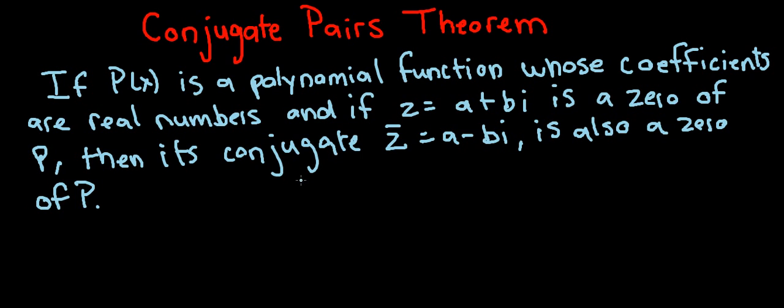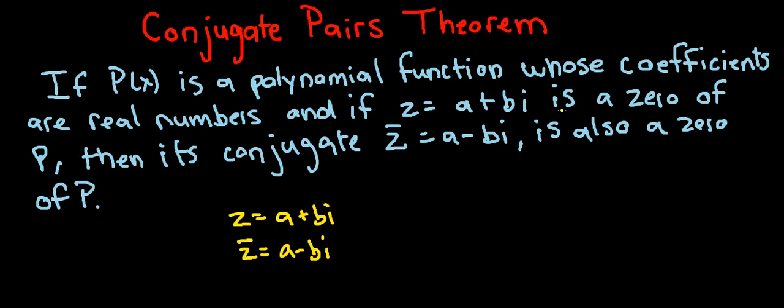There isn't really a whole lot to explain about the conjugate pairs theorem. Basically what it says is that if we have some complex zero in the form of a plus bi, then it has to have another zero, which is its conjugate, a minus bi. So anytime we have a complex zero, it's going to come in a pair, like all good things.